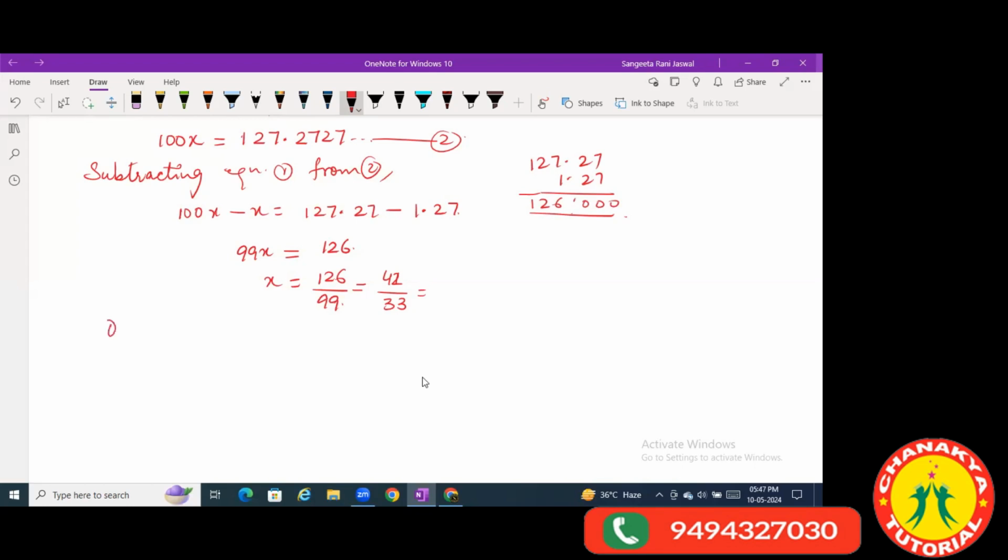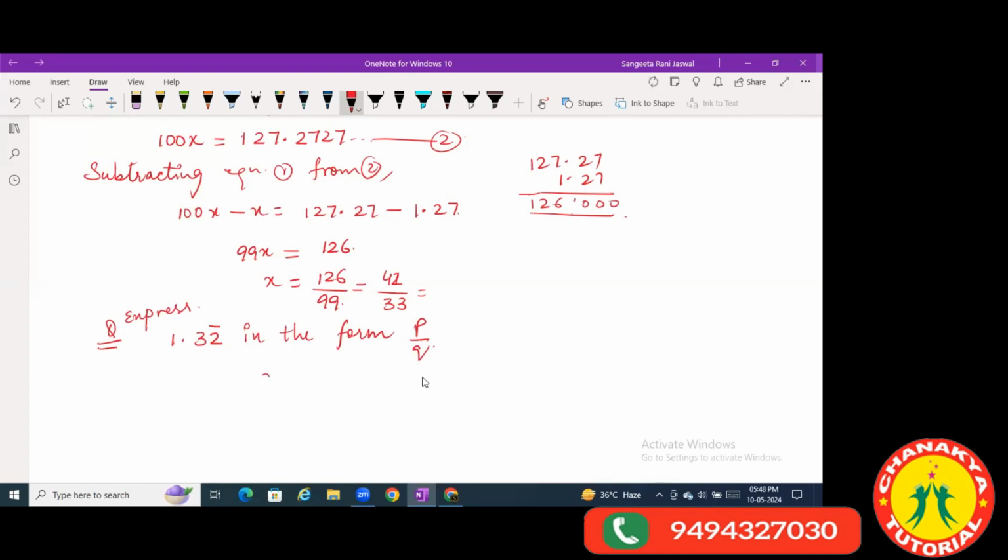Okay, now let's take another question. Express 1.32, where the bar is over the 2 and the 3 is without the bar, in the form P by Q. Okay, you also do this, please. Express this number 1.32 bar over in the form P by Q, where P and Q are integers, Q is not equal to 0.